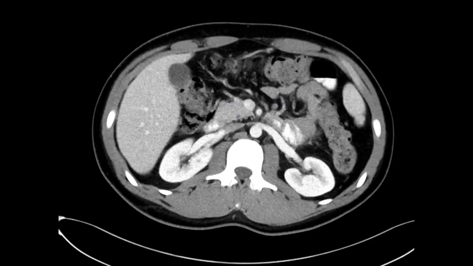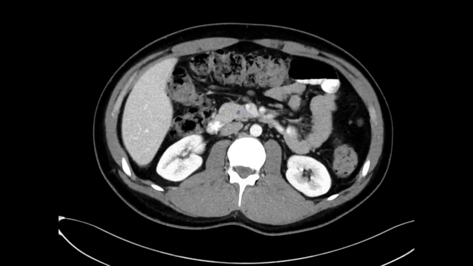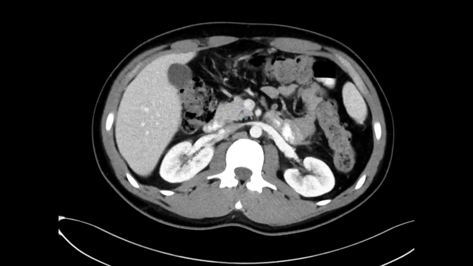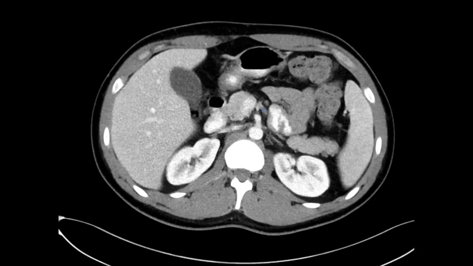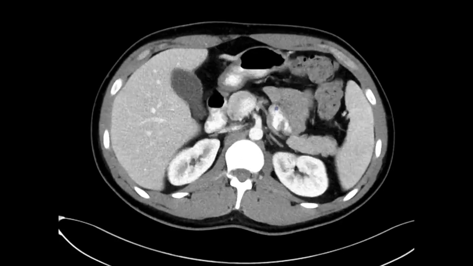Starting over here, we have the pancreatic head. Inferiorly and posterior to the SMV, we have the uncinate process. So uncinate process, pancreatic head here. Pancreatic neck refers to the portion that's anterior to the SMV and SMA. So it's the pancreatic neck.